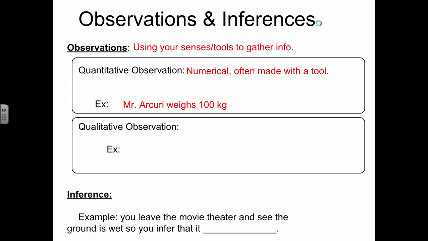So what do you think a qualitative observation would be? That's a quality. It doesn't have a number, but it's more of a description. If I say the lightning was bright, that's a qualitative observation. Mr. Arcuri is a large man. It's a qualitative observation.